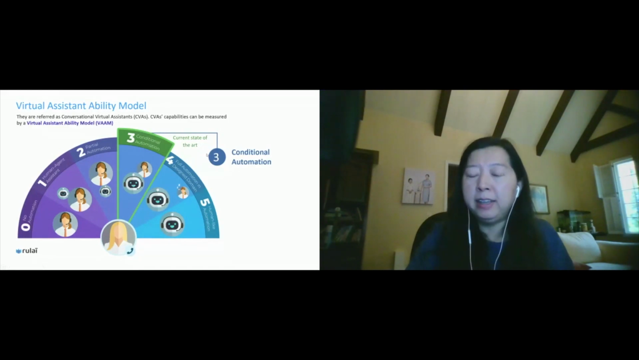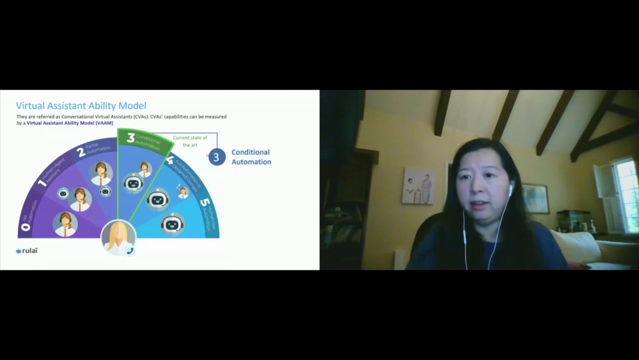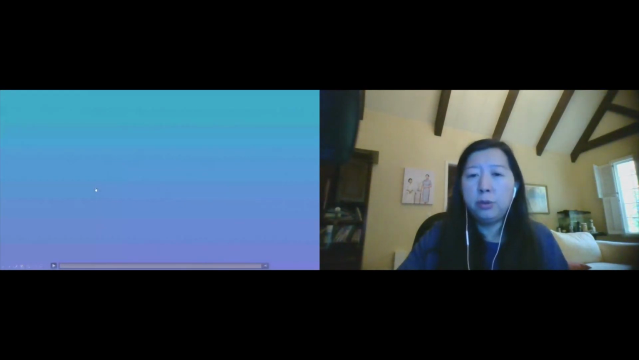To give you a better idea about the difference between level 2 and level 3, let me show you two demos. In the first demo, I'm going to show a level 2 virtual assistant in the insurance domain. It can predict user intent and perform slot filling for some insurance tasks.